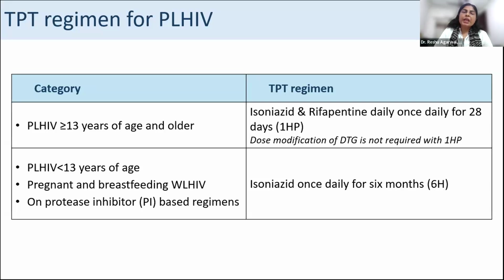However, for PLHIV who are less than 13 years of age, or for the pregnant and breastfeeding women living with HIV, or the PLHIV who are on a PI-based regimen, for such kind of patients, you would still use INH for 6 months as a daily dose. So this regimen is called 6H.